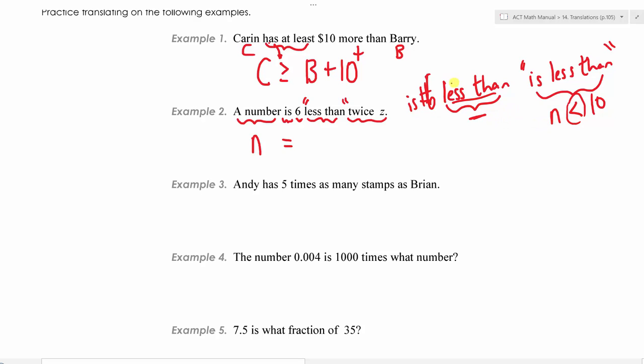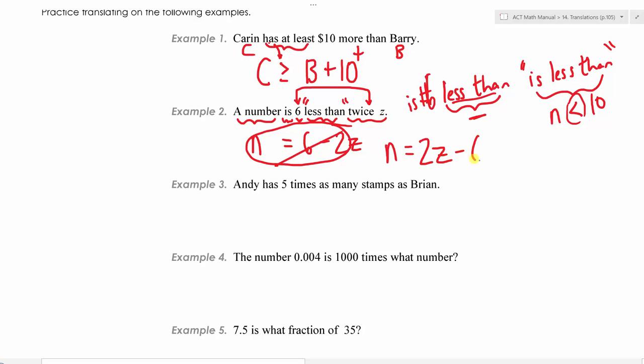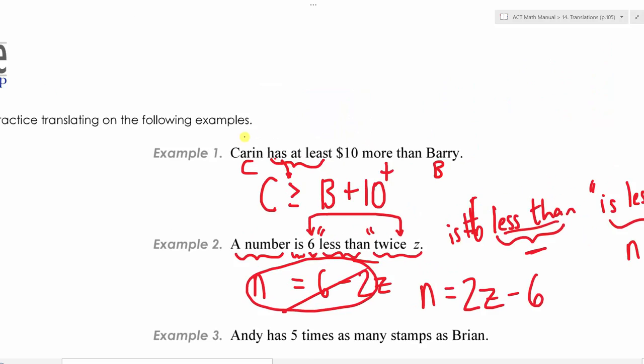Now the other thing is that this 6 less than is one of the only cases in translation where we have to actually flip the order of the terms that we see. A lot of students make the careless mistake of writing N equals 6 minus 2Z. This is not correct. This is a careless mistake. You need to make sure you don't make that. 6 less than 2Z would actually be 2Z minus 6. 6 less than 2Z is 2Z, take away 6. So yeah, number 2 can be slightly tricky for some students.